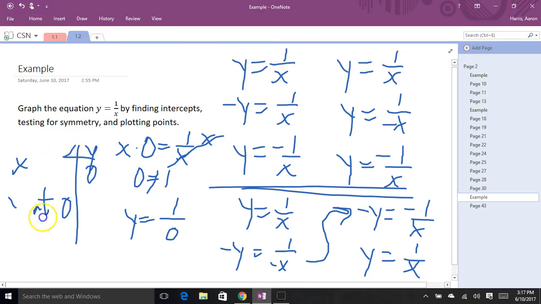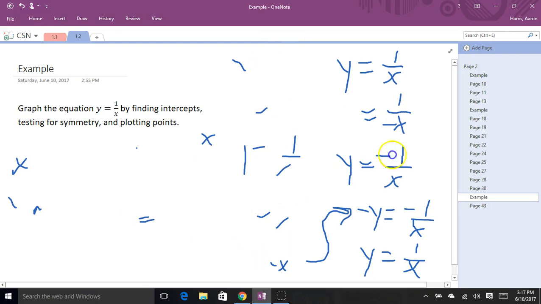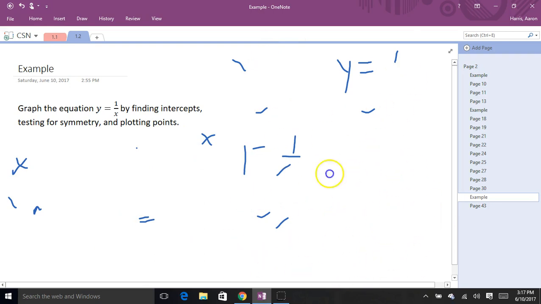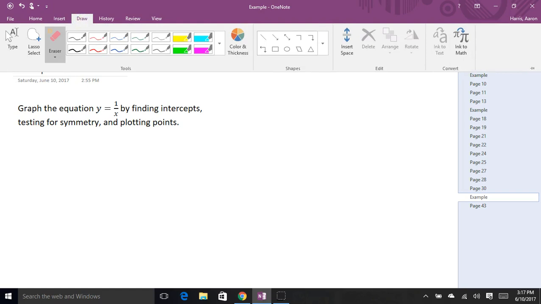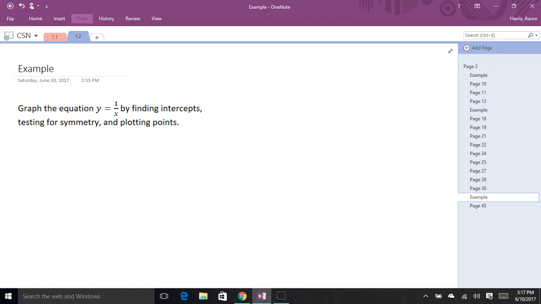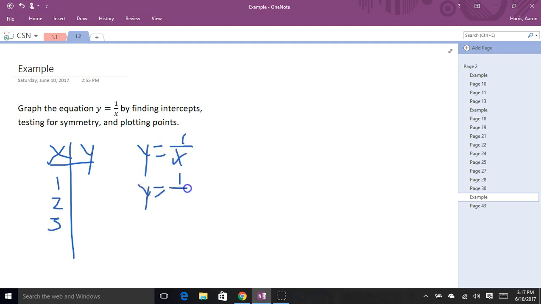Now, erase all this stuff here to get a little bit of room. Sorry about this. Now you just have to plot some points. Let's throw in 1, 2, 3. Let's put the 1 in first. 1 over 1 is 1, so you get 1 comma 1.